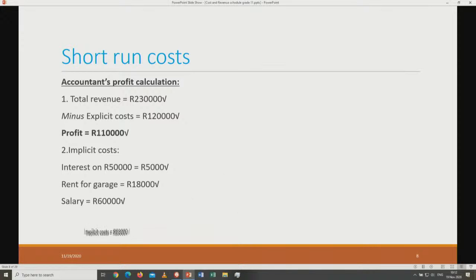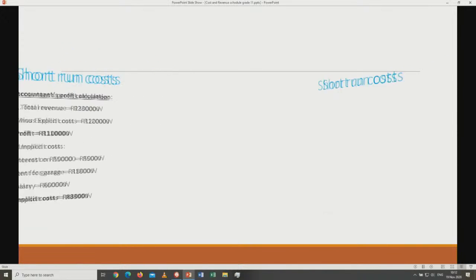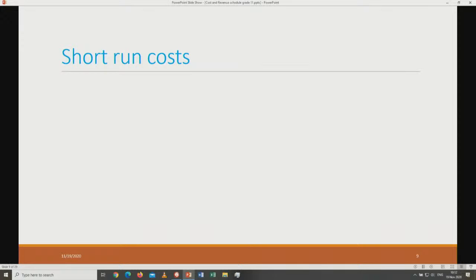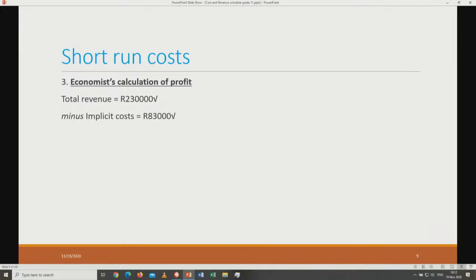It should be very easy now. So this is how we go about it. We have our implicit cost, we have our explicit cost given already. Now this is how economic profit will be calculated. We say our total revenue is 230,000, and from the total revenue we subtract all our implicit cost as we've just calculated earlier.